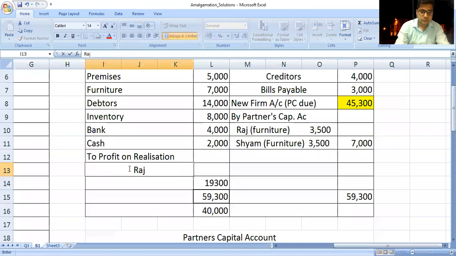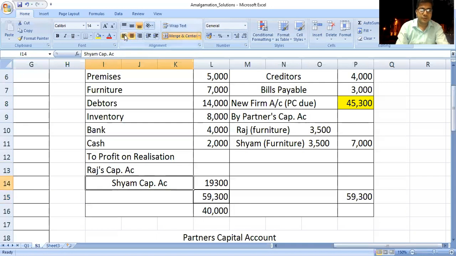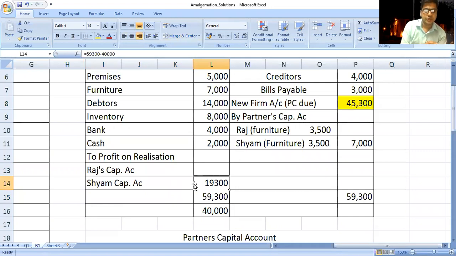Raj capital account and Sham capital account. This will be transferred. These things you have to keep in mind. This profit will be transferred. Now this 19,300 is total profit, distributed among the partners as per their profit sharing ratio. Profit sharing ratio is equal, so 19,300 divided by 2.